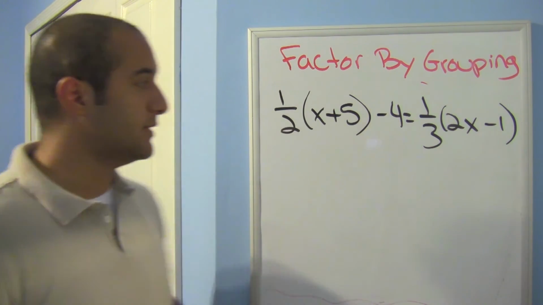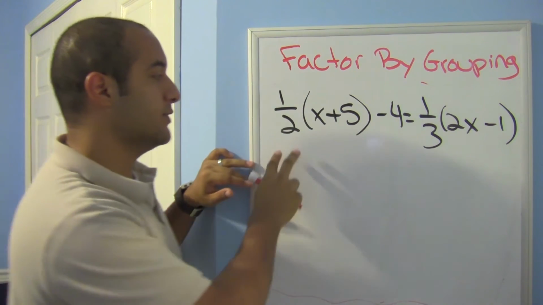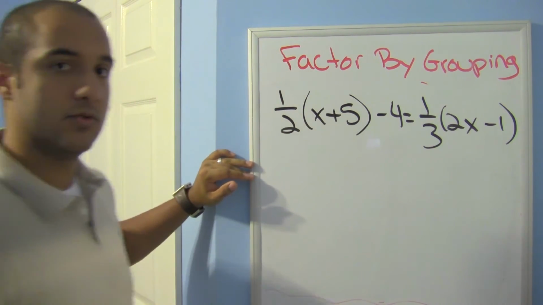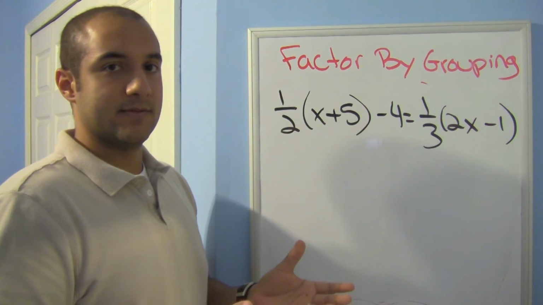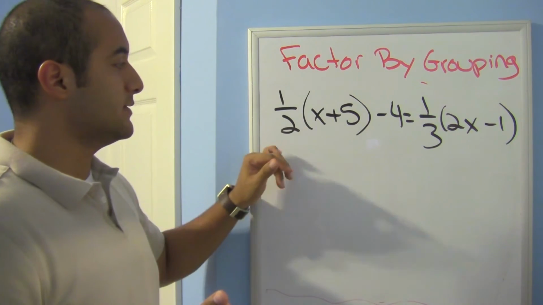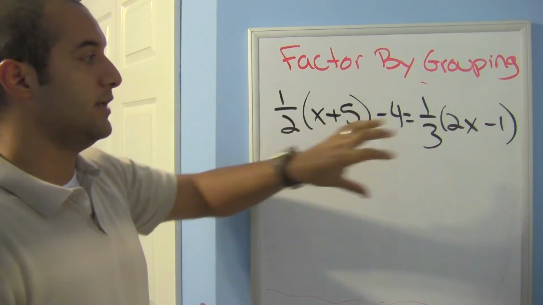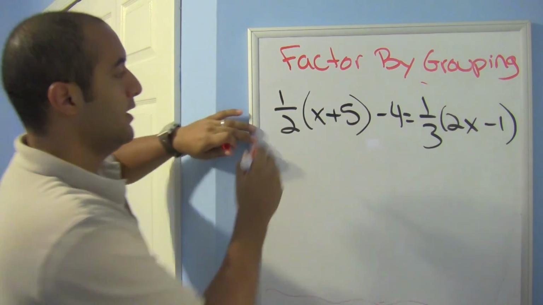Well, what I want to do is look at my denominator and get rid of those. I notice that I have a denominator of 2 and a denominator of 3. So what I want to do is multiply everything by 6. Why? Because 6 would be the least common denominator. So I want to get rid of my denominators here. Okay, let's see how we're going to do that.